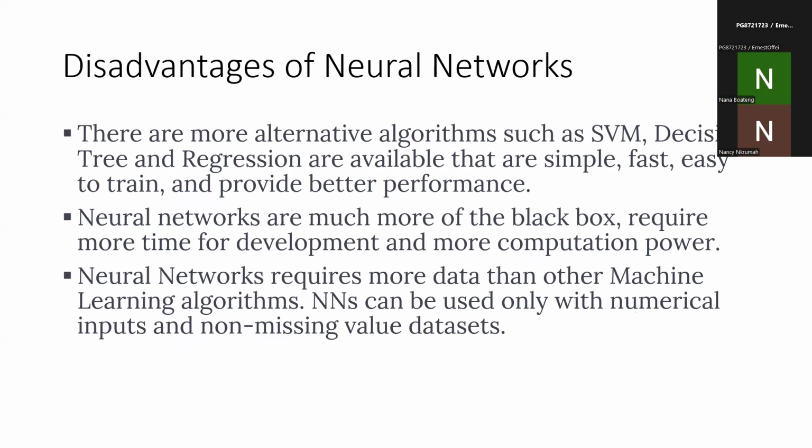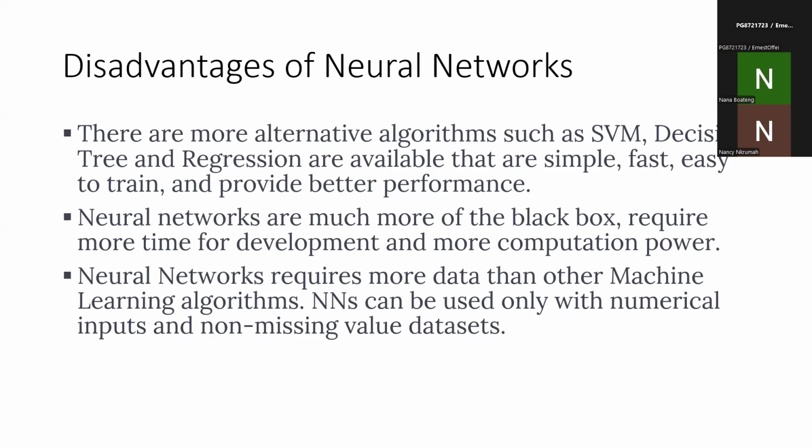Believe you me, the kind of maths that neural networks do under the hood, sometimes you don't want to get yourself so bogged down by it. Unlike other ones like regression, where at least you can follow the maths and know what is going on, with neural networks it can be difficult. So neural networks are much more of a black box, because they do a lot of calculations under the hood and require more time for development and more computation power. And it requires more data, I told you earlier on.